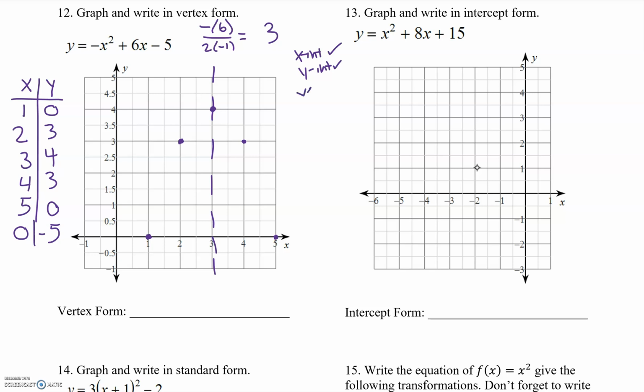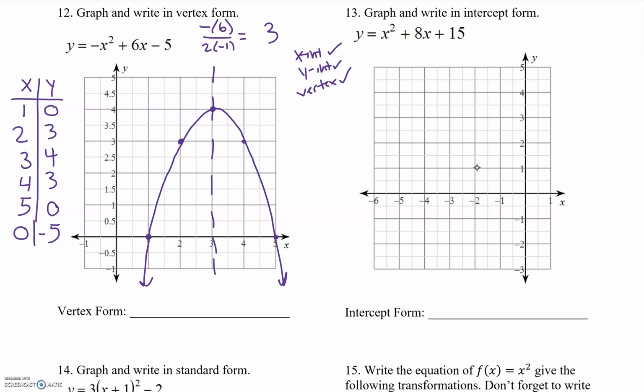Then you have to make sure your vertex is plotted. These are the important points that have to be plotted. Okay? So once you have all those, go ahead and you can make your parabola. Remember, it should be a U. There should not be straight lines, it should be curvy lines, and you should continue in that same pattern. Okay, so here's our graph.